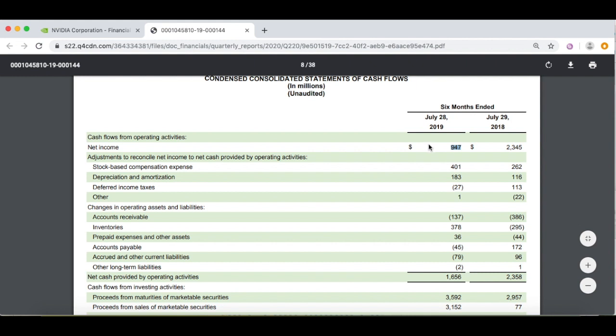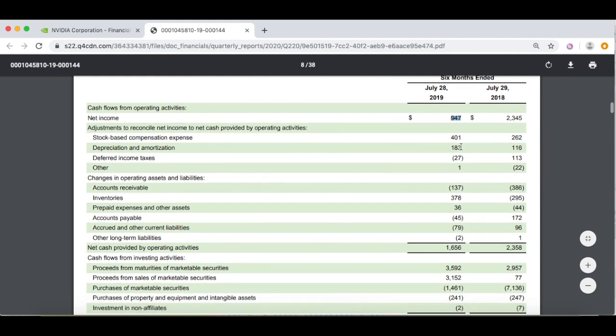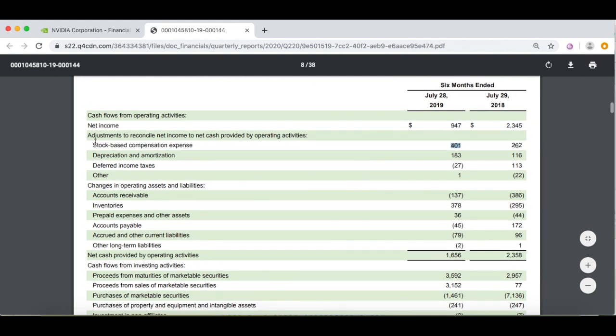So Nvidia is shrinking on the net income side. Now, look at this. Stock-based compensation. Our net income got cut in half, but look at this: they're still paying themselves over at Nvidia. So that could be a problem after a while.